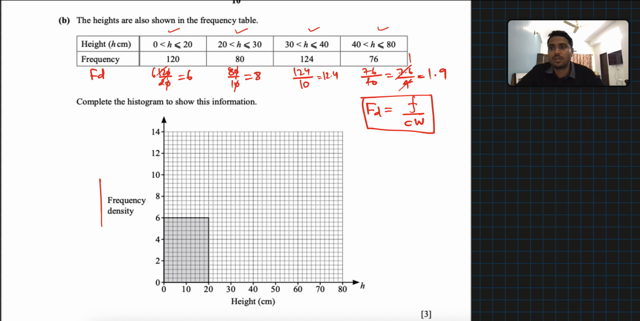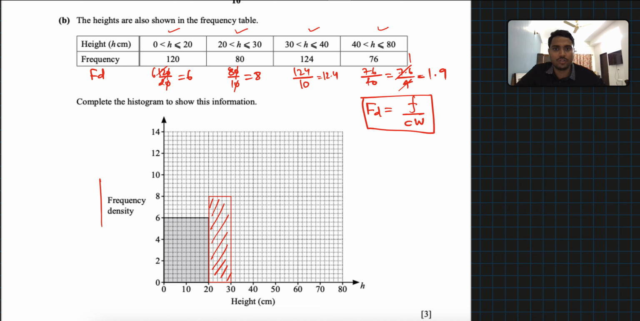Let me use this. For 20 to 30, it is 8 like this, and then we can just simply shade it to make it visible. So this is for 20 to 30. Third one, 30 to 40.